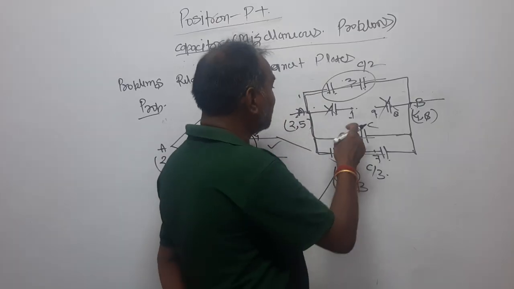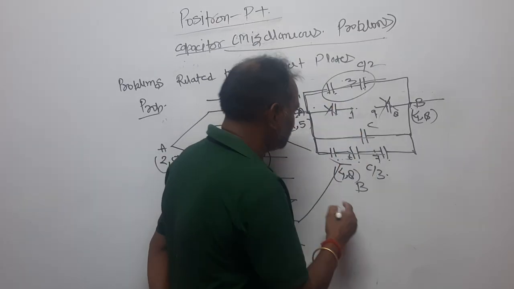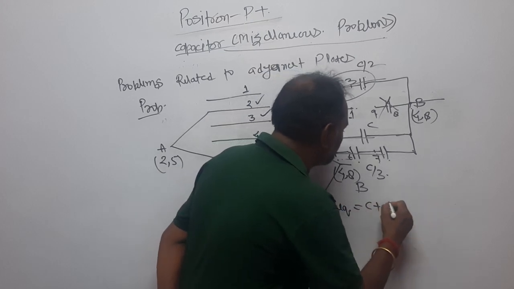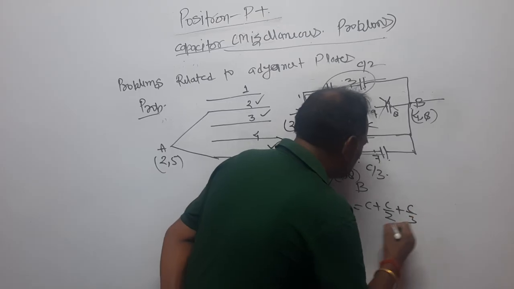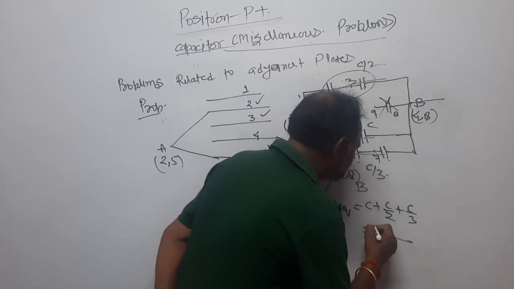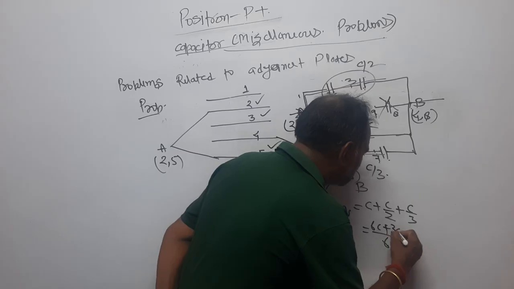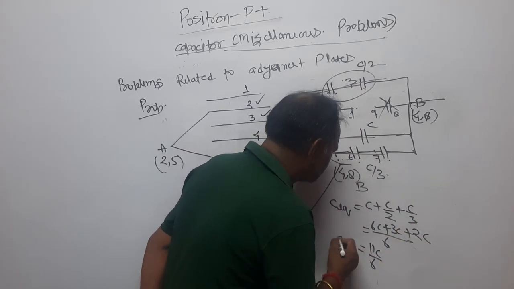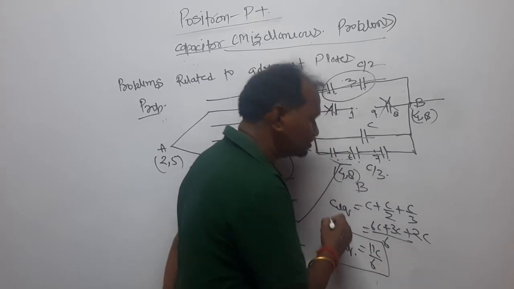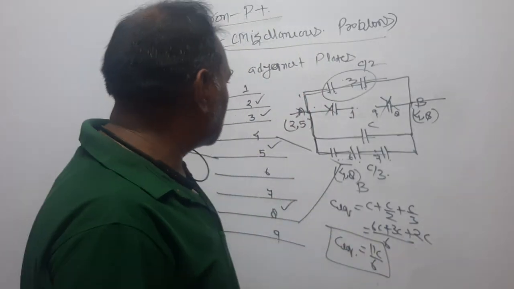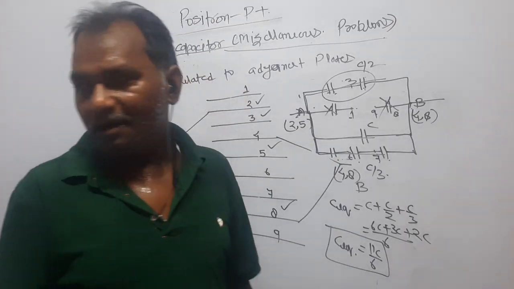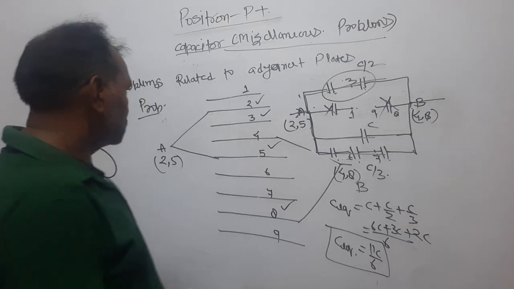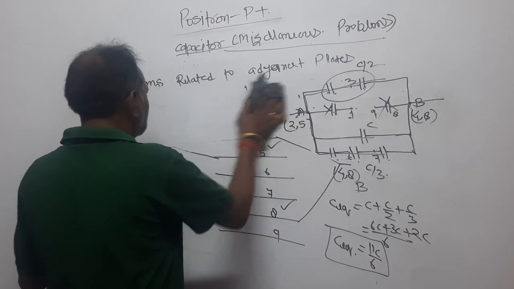Now they are in parallel combination, so for the equivalent capacitance you simply have to add these. The LCM would be 6, so 3C plus 2C over 6, which gives 11C by 6. Dear students, what we have done is that the equivalent capacitance between A and B is going to be 11C by 6. Let's move further to the assigned problem.